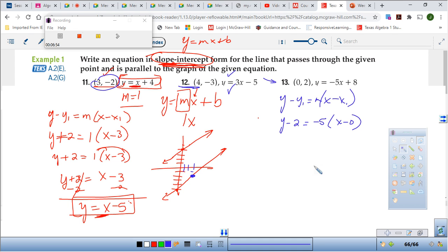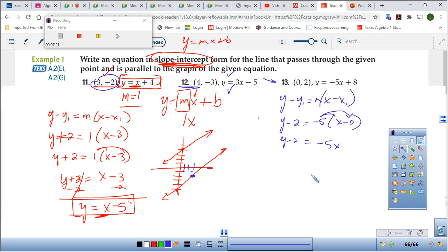Again, what do I do now? Anybody? Anybody? Distribute, perfect. So I have y minus 2 is equal, distribute here becomes a negative 5x. This times this is just gone. I'm not going to even write anything. It becomes plus 0, but I don't even need that, so I'm just not going to put anything. We're going to have over here.